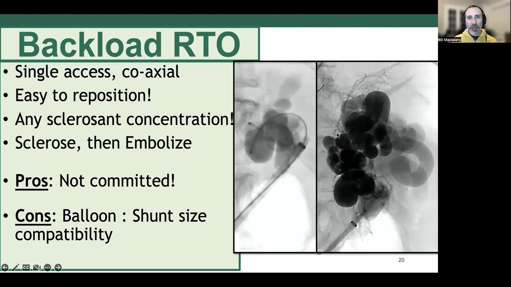So backloading RTO is really my preferred approach. It's a single access. We do everything coaxially, usually through a 9 or 10 French system. It's easy to reposition the balloon. You can use any sclerosant concentration, and you can reposition the balloon until you have filled the varix in its entirety and eliminated it. But the challenge is you have to find this inventory. You have to find the balloons that are compatible with your sclerosants as well as the shunt size, and they have to be readily available so that you can treat patients that may be bleeding.